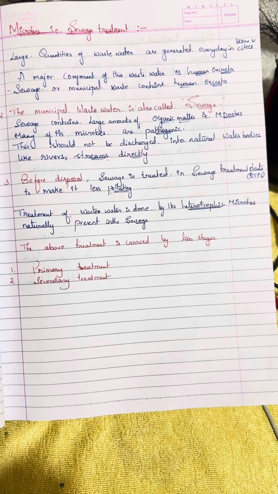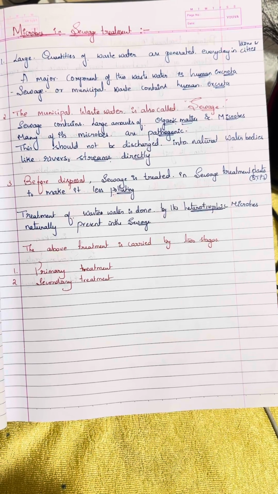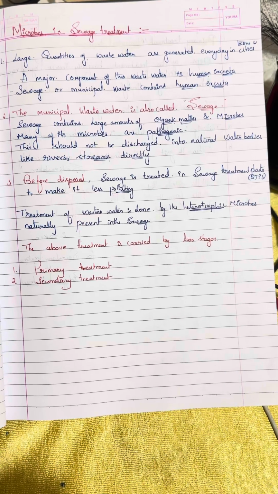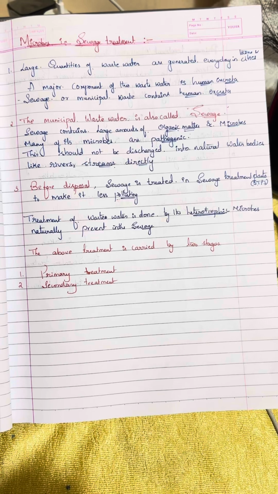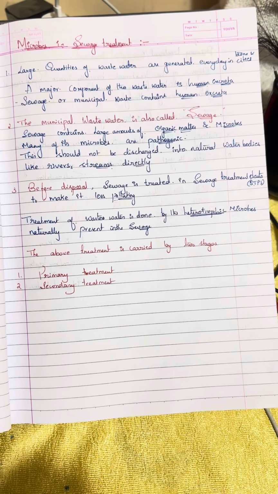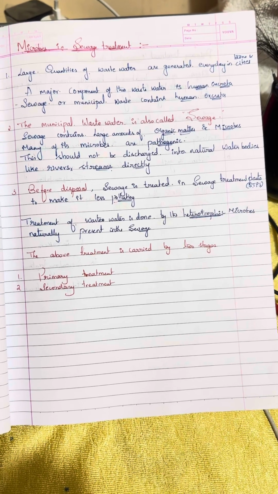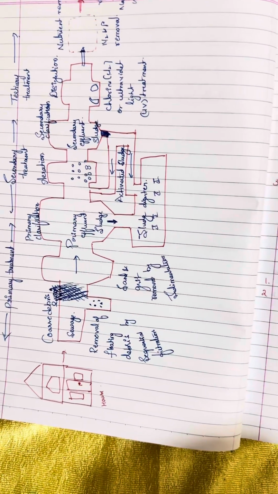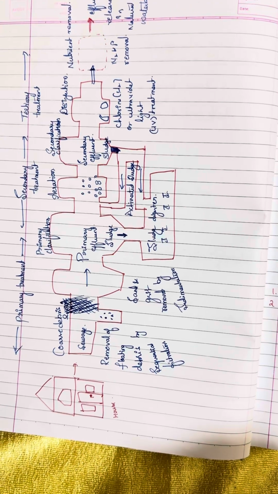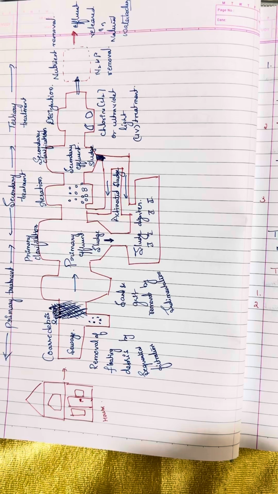Treatment of wastewater is done by the heterotrophic microbes naturally present in the sewage, and the treatment is carried out in two stages, called primary treatment and secondary treatment. So in this session we are going to study the microbes in sewage treatment. Generally the sewage treatment plant looks like this, where the primary and secondary treatment are done, and it is a huge process.